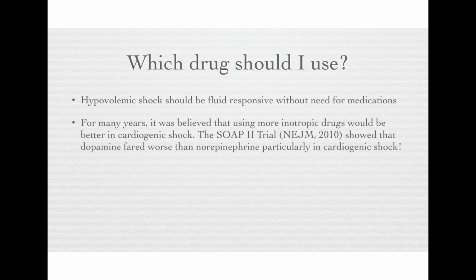However, a landmark trial published in the New England Journal in 2010, called the SOAP-2 trial, showed that dopamine, despite theoretically being a stronger inotrope than norepinephrine, did worse in cardiogenic shock compared to norepinephrine. As a result of this trial, norepinephrine suddenly became the first-line agent in cardiogenic shock, as well as septic shock, and it's continued to hold this role even today.